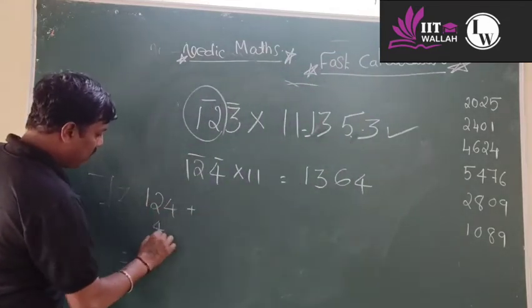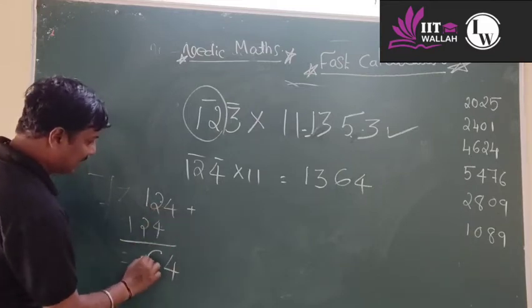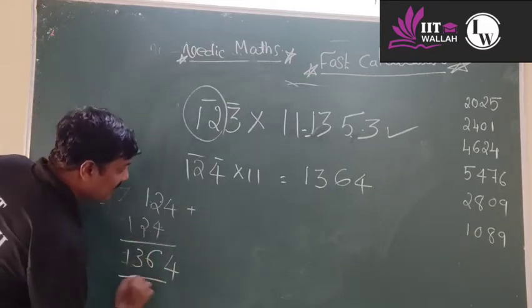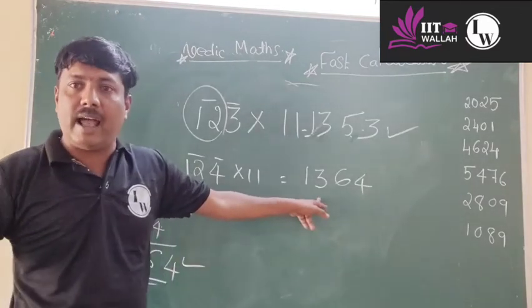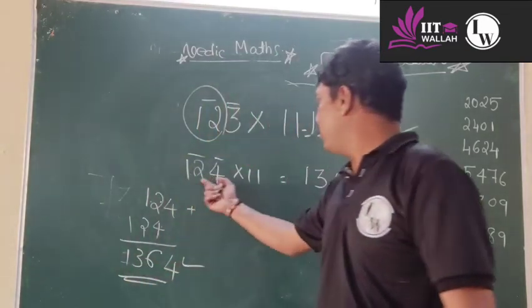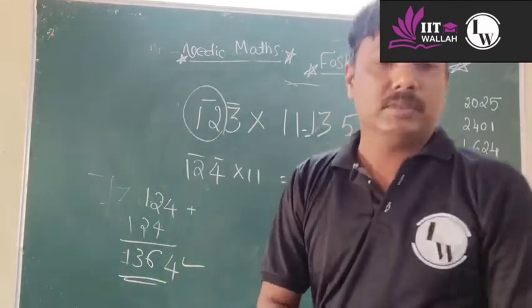124 times 11: 4, 2 plus 4 is 6, 2 plus 1 is 3, 1. 1 3 6 4 is the answer. When we multiply 124 with 11, 1 3 6 4 is the answer, right? Got it? Yeah.